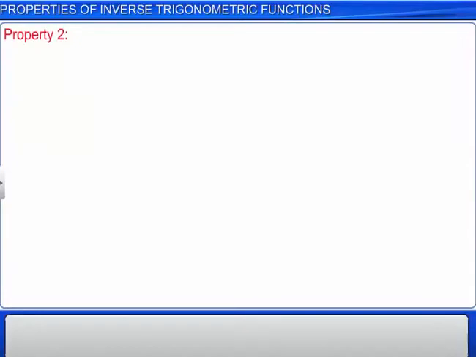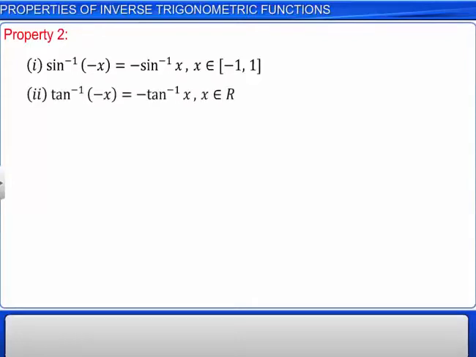The second property states that sine inverse of minus x is equal to minus sine inverse x. Similarly, tan inverse of minus x is equal to minus tan inverse x, and cosecant inverse of minus x is equal to minus cosecant inverse x.